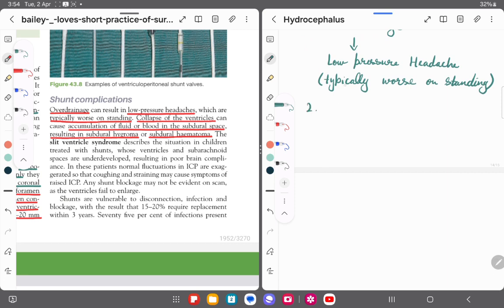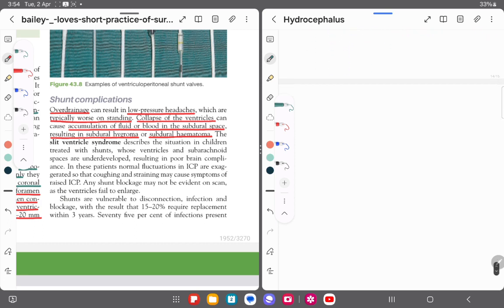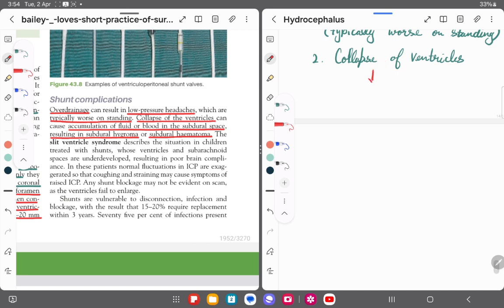Number 2, it can cause collapse of the ventricles, which can result in accumulation of fluid or blood in the subdural space, resulting in subdural hygroma or subdural hematoma. So it can result in subdural hygroma or hematoma.